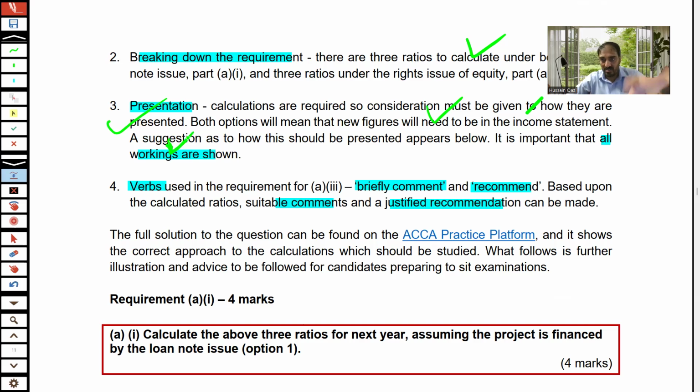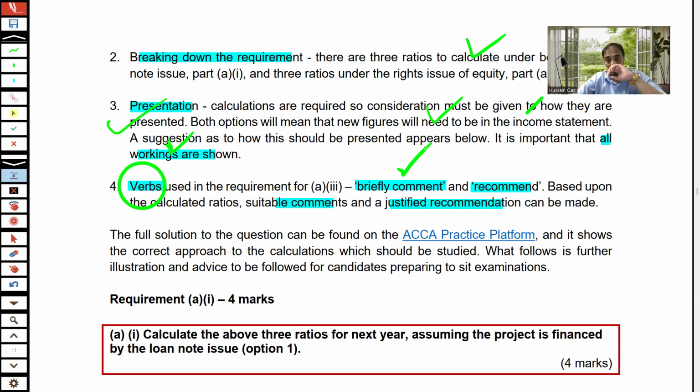A further point is about theory. This is the next part of the session. But about the calculation we have covered, one thing we need to read here about theory: the verbs used in the requirement for A2. It's very important. Verbs are important.